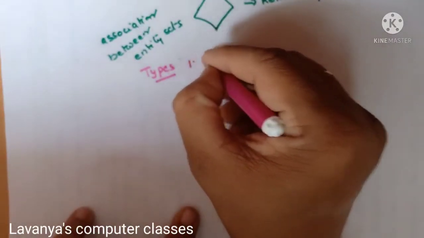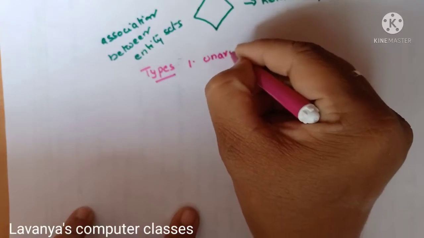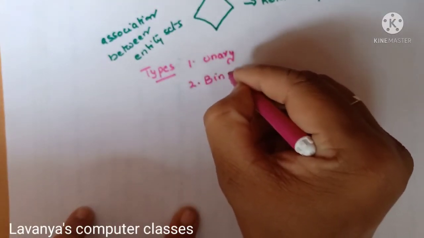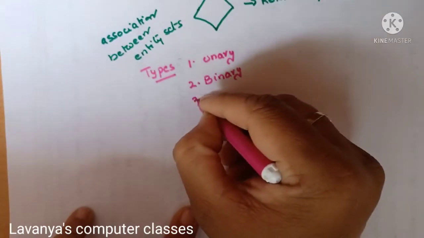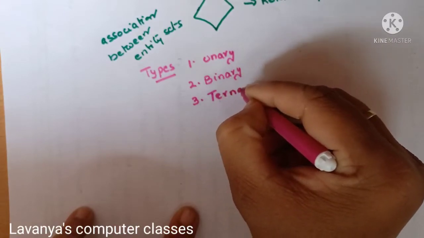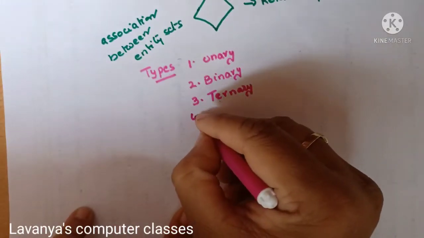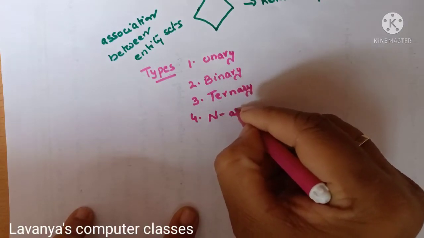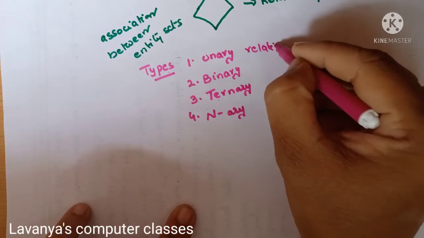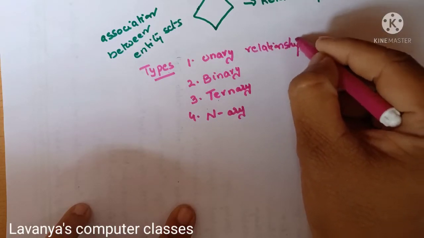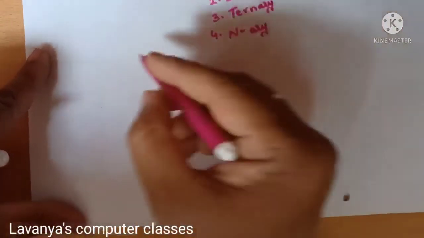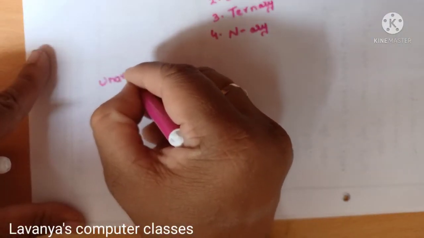Number 1 is unary relationship, second one is binary relationship, third one is ternary relationship, fourth one is n-ary relationship. Unary means 1, binary 2, ternary 3, more than 3 is known as any number, that is n-ary relationship. So these are the types of relationships. Now we'll explain each and every one step by step.